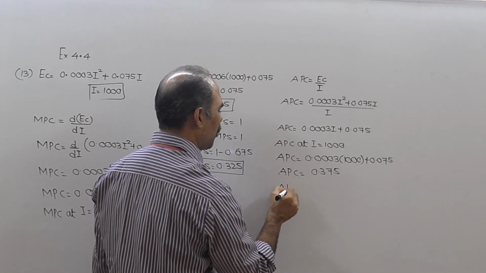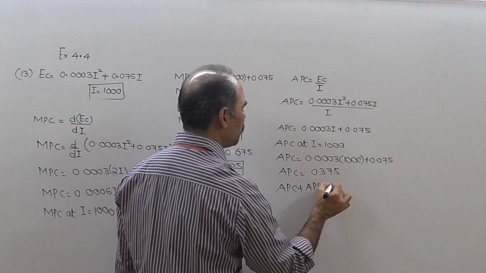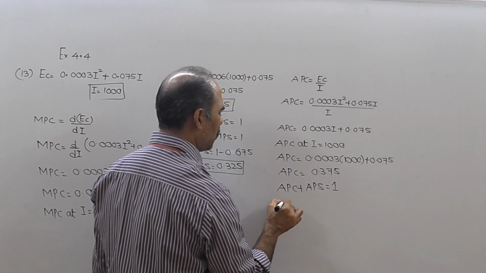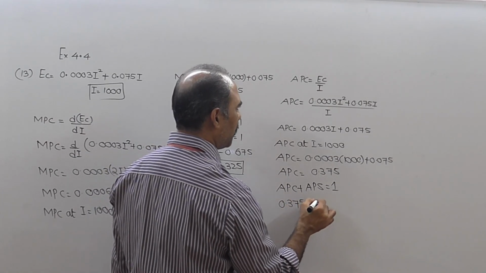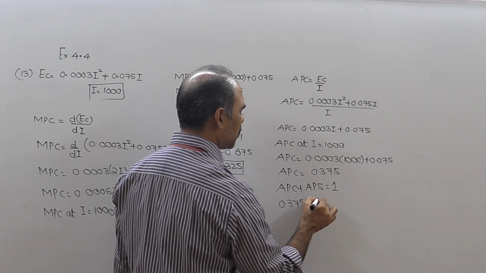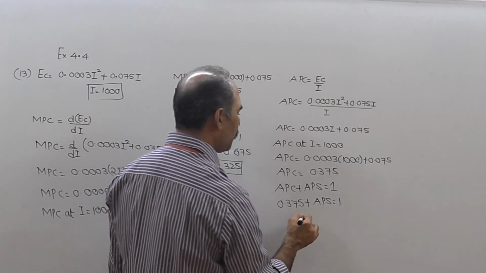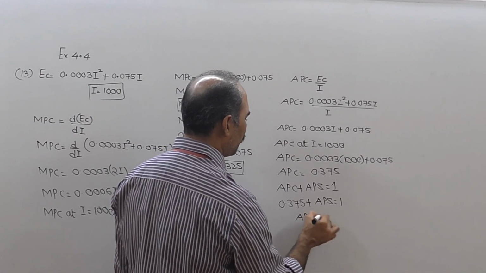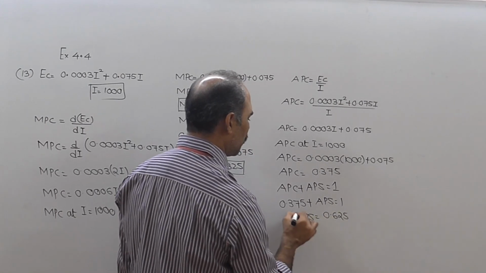So we will have APC equal to 0.375. Then you have a formula: average propensity to consume plus average propensity to save equals 1. This is 0.375 plus average propensity to save equal to 1. So your average propensity to save will be 1 minus 0.375, which is equal to 0.625.